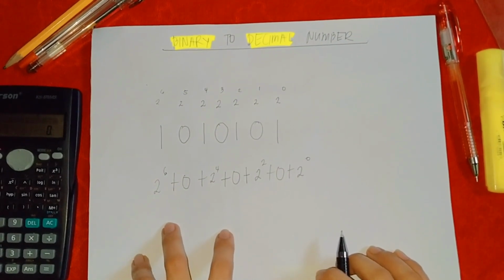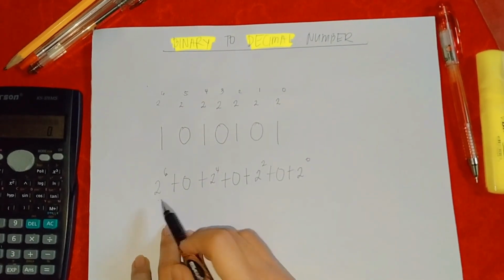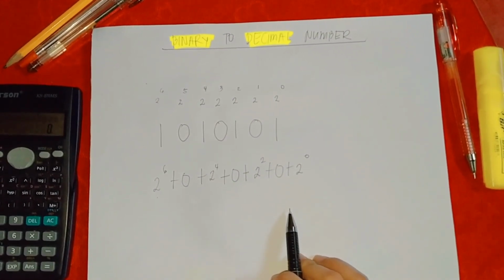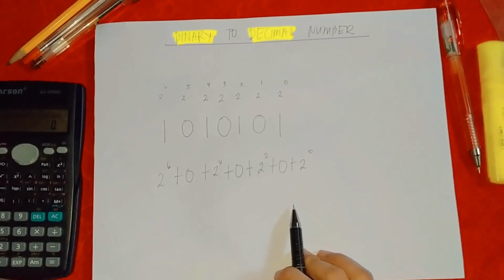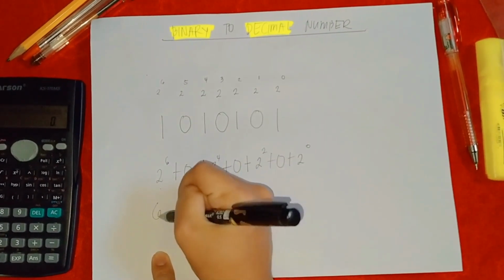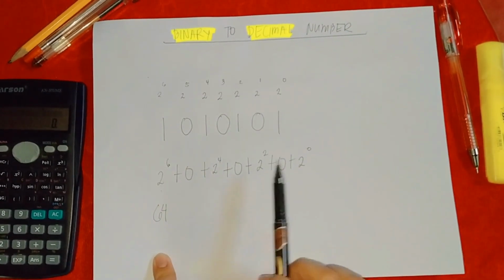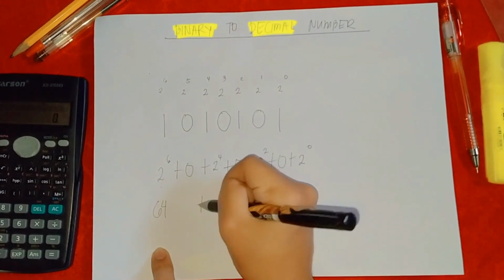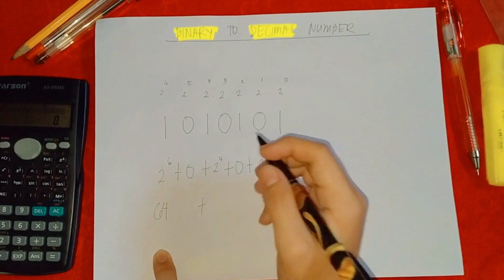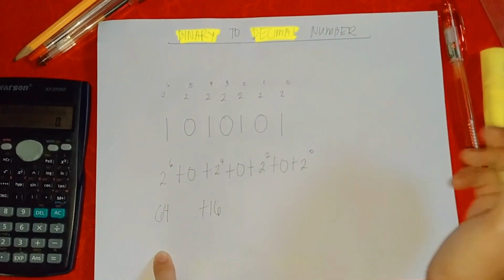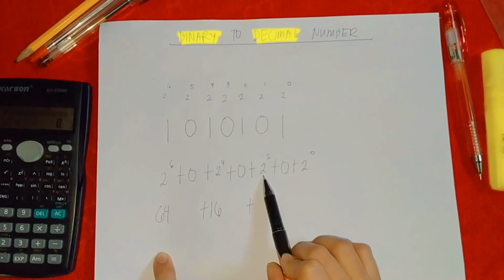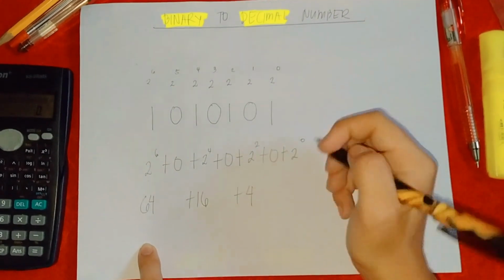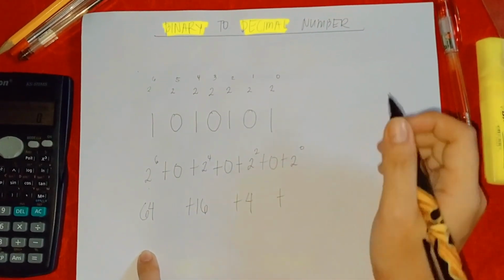Now, let's find out the value of 2 to the 6th power. 2 times 2 times 2 times 2 times 2 times 2 is equal to 64. Whenever you see 0, just eliminate it and continue. 2 to the 4th power is 16. Eliminate the 0, and 2 to the 2nd power is 4. Eliminate again the 0, and lastly, 2 to the 0 power is 1.